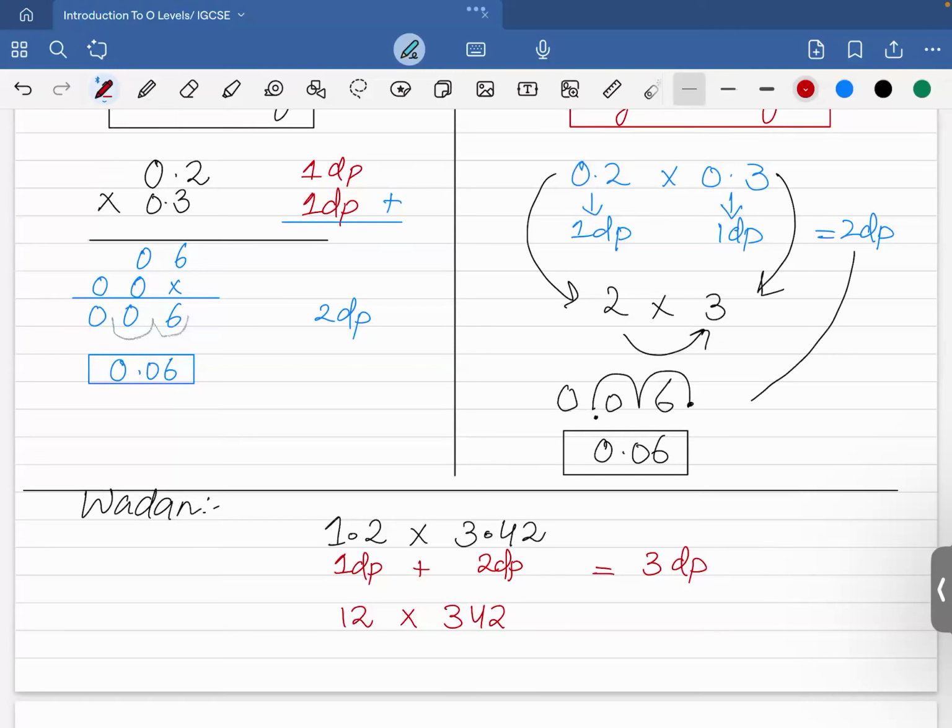The numbers are way bigger. Mentally it is not possible. Agree? So just tell me with the calculator then how to do it. 12 multiplied by 342 is how much? Just give me the answer. 4104. Thank you so much.